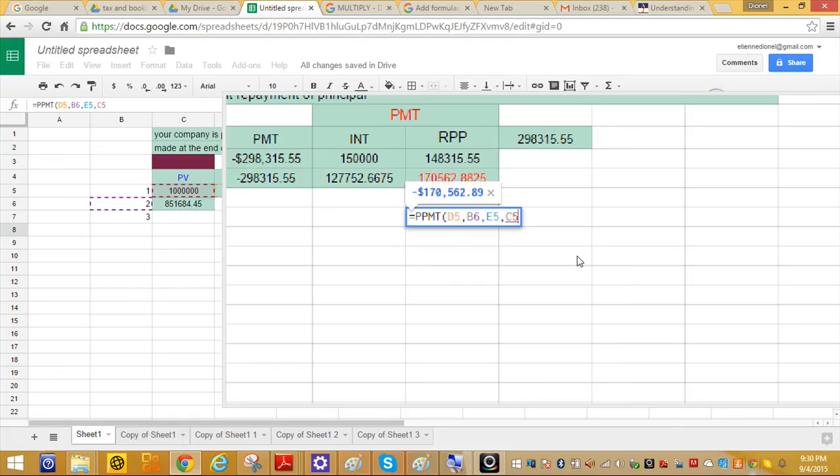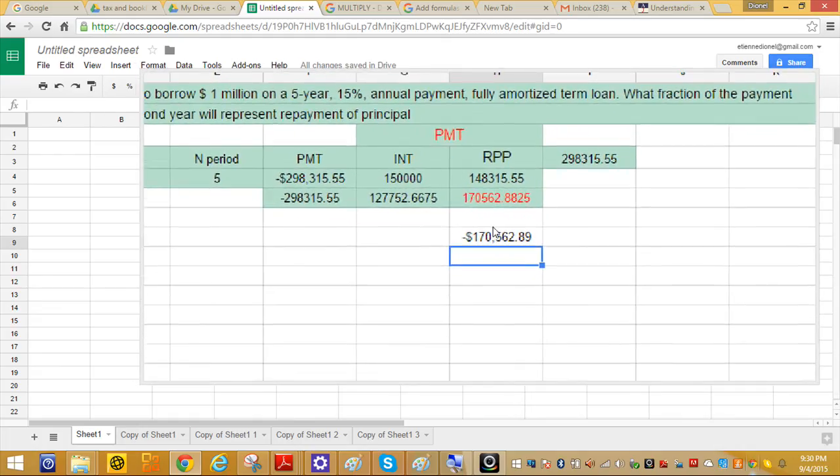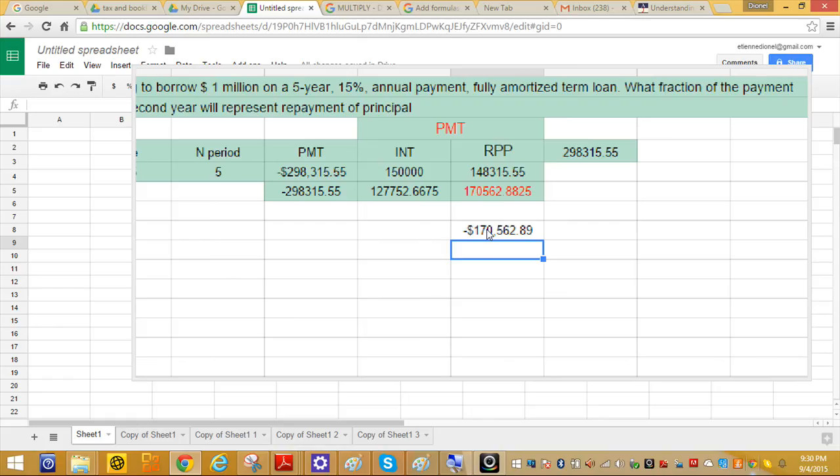That's it, guys. You got it. So that's what you pay. It's negative, I understand, because this is an outflow. You see, exactly. You got it. That's a way to find out quickly.